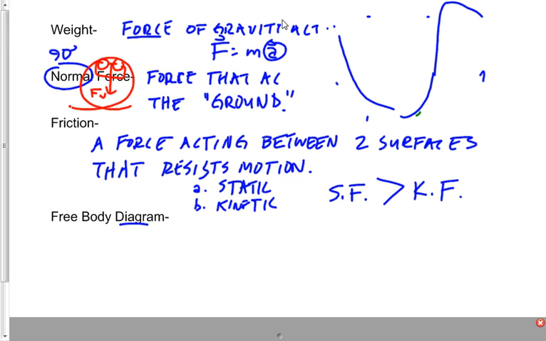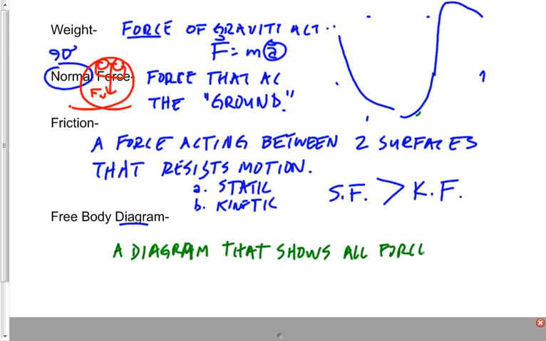Okay, a free body diagram is a diagram that shows all forces acting on an object. That's it. It shows all of the forces acting on an object. In a second, we'll do one example of a free body diagram, and then that's it for us.